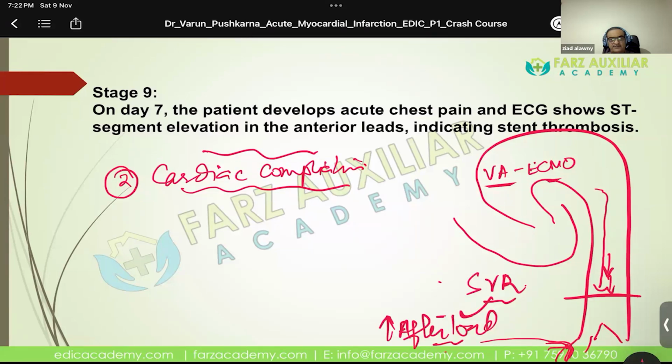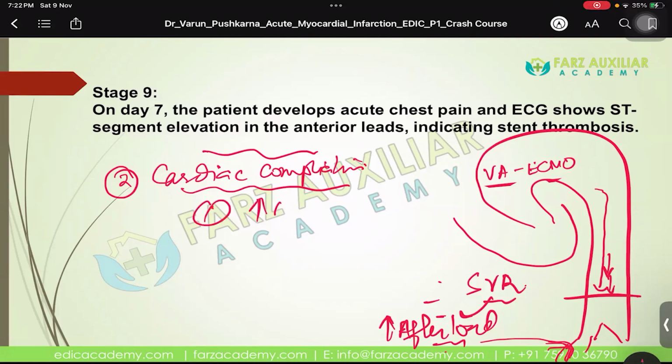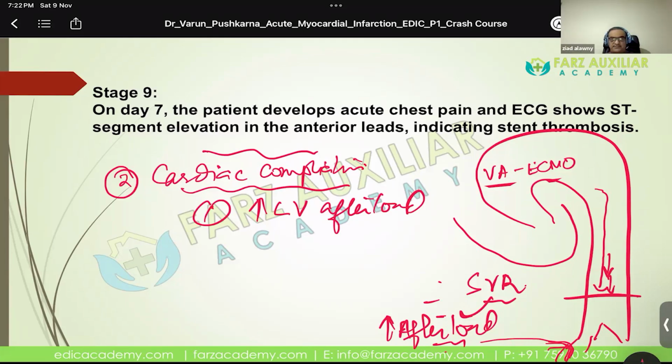Okay, so the left ventricular afterload increases after VA ECMO. So you need to adjust the flows of the VA ECMO to such an extent that it does not interfere with the native cardiac output. Is that okay?